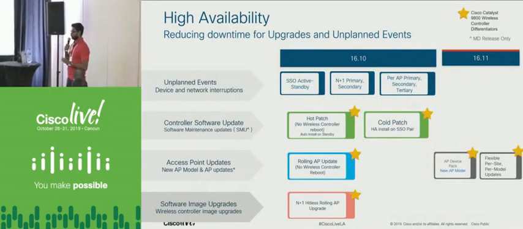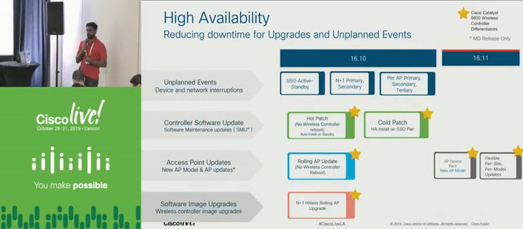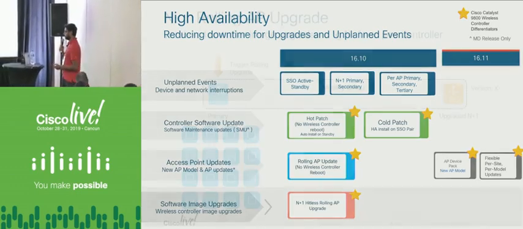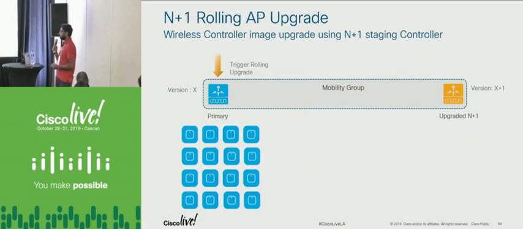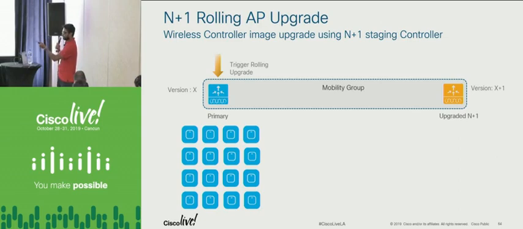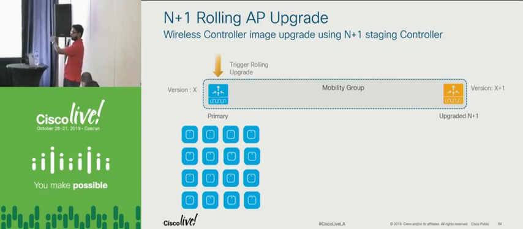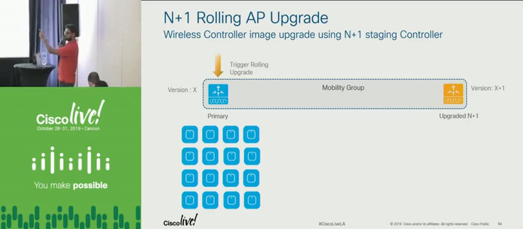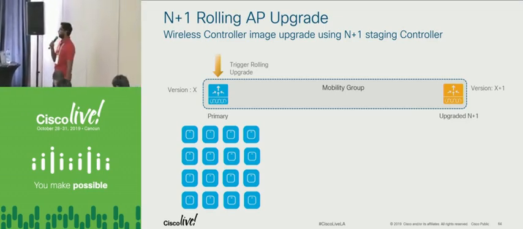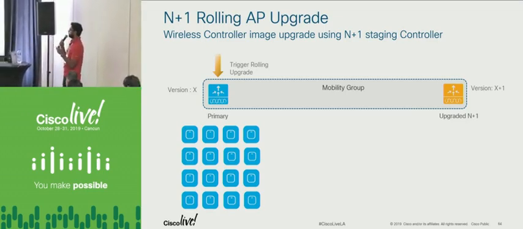So you have two methods, N+1 rolling upgrade and an ISSU upgrade, which hasn't released yet, but I'll show a brief preview of what that is all about. So N+1 rolling upgrade, what is this all about? In N+1 rolling AP upgrade, what you need is a primary and an N+1 in the same mobility group. So in this case, you are going to upgrade the primary, which is in version X, to the desired version X+1. Now the requirement here is that the N+1 controller in your network already is upgraded to the required X+1 version.